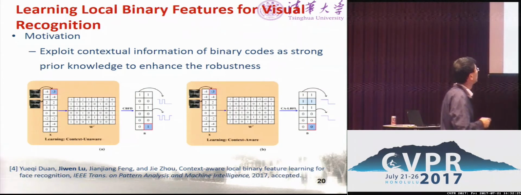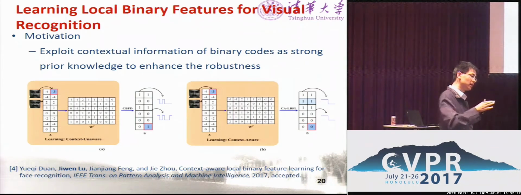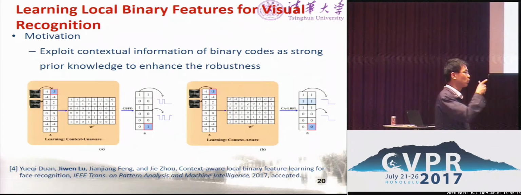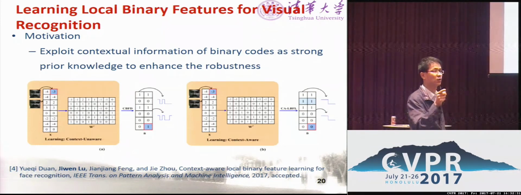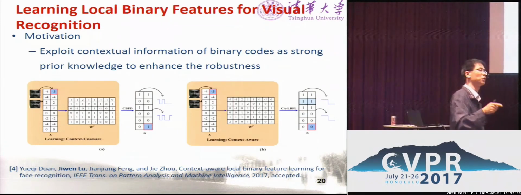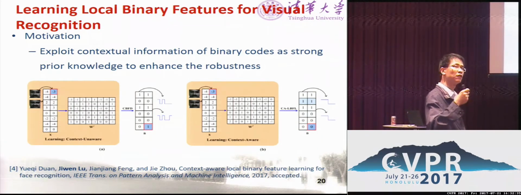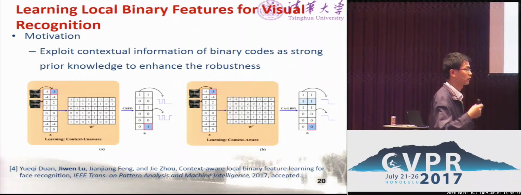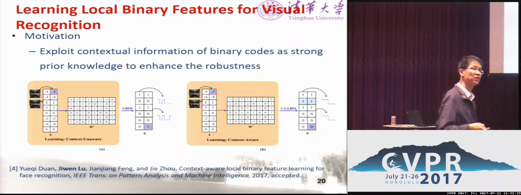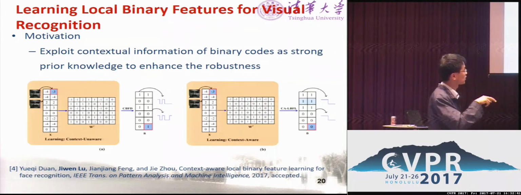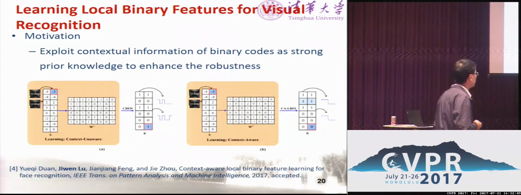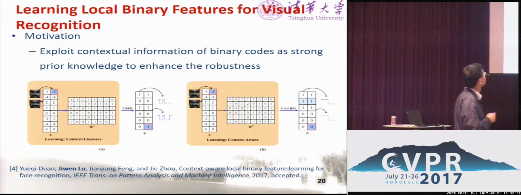What's the meaning? For example, we have an 8-bit binary feature vector. One is 1, 0, 1, 0, 1, 0, 1, 0. Another is 1, 1, 1, 1, 0, 0, 0, 0. For these two types of binary code, what's our preference? We will prefer the second one, because in the second one the number of transitions is usually much less than in the previous one. So we want to explore this contextual information.